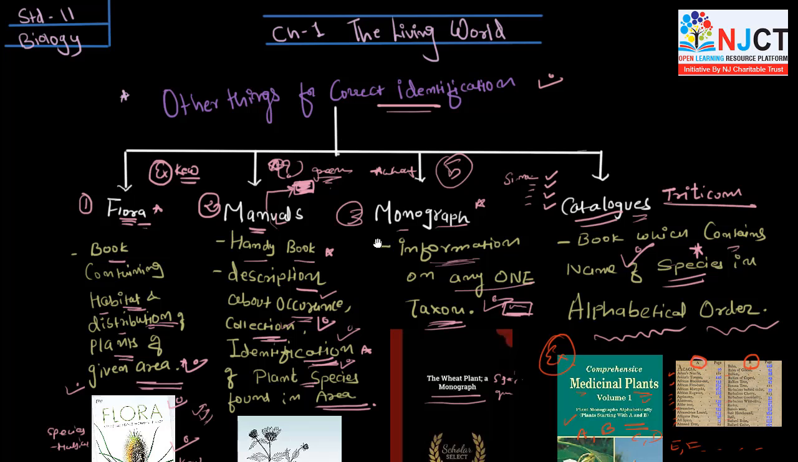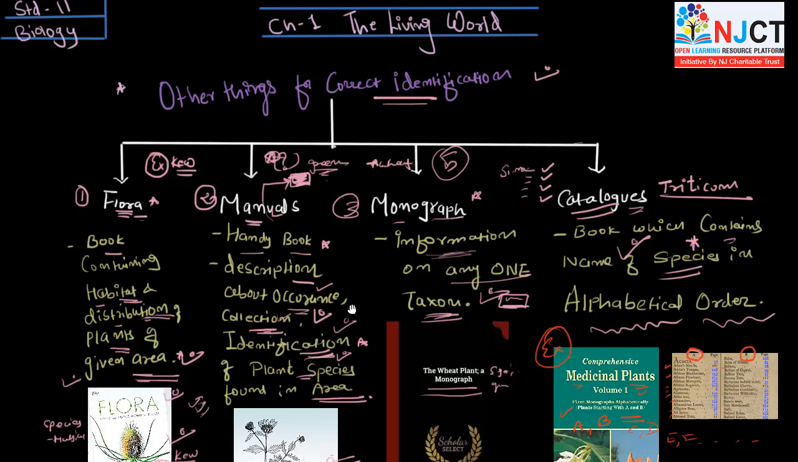Manual is a handy book, and in that there is much more information than Flora, some extra information like occurrence and collection. They are going to help you identify a particular species, but again found in that particular area. Monograph is the information on any one taxon. Remember, for example, we took the wheat plant. So any one taxon only.